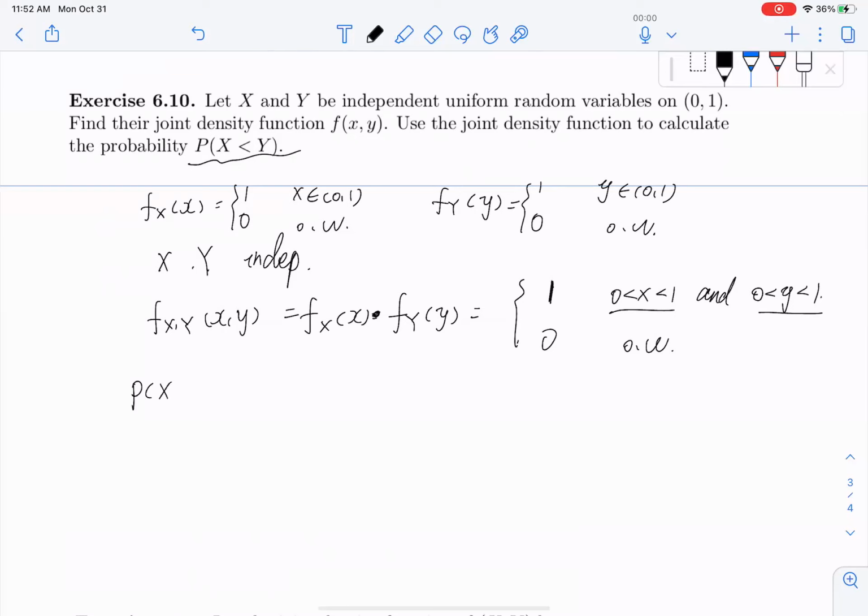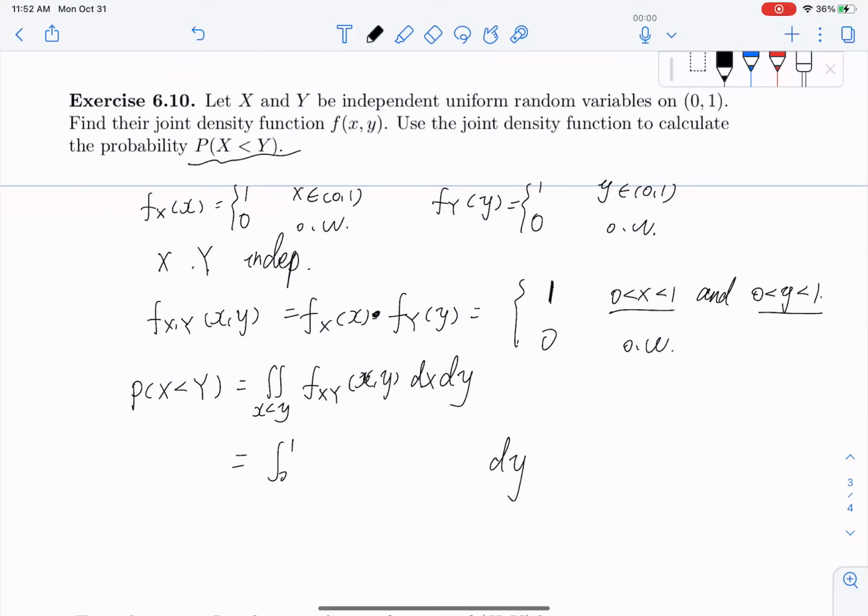Then we want to have this probability, which is still X less than Y. Okay, and so if I fix Y to be 0 to 1, right? Then for X, it should be 0 to Y, right? For X, the upper bound is Y, integrating 1 dx dy, right? So this integration, and the answer is 1/2.